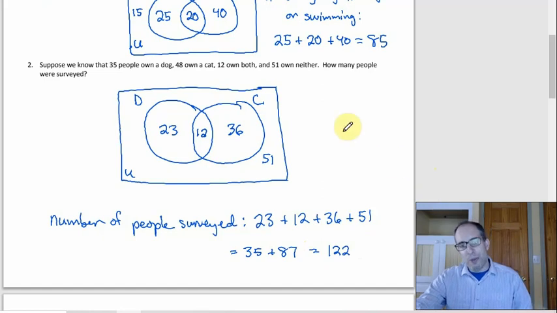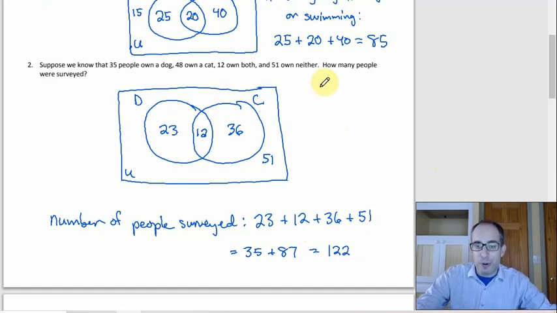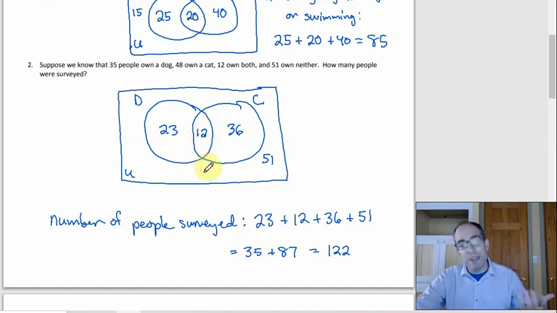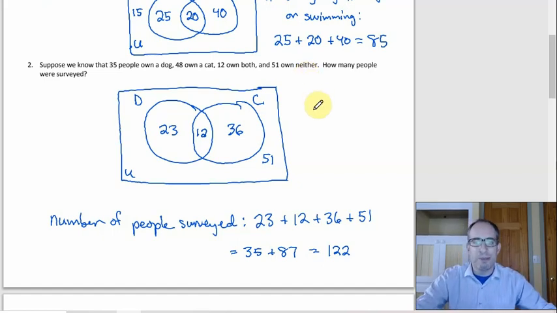All right, so that one, at least that time, we were given the number that goes inside the rectangle but outside the circles, right? Inside the universal set but outside any of the individual sets that are inside of it. And that helps, right? It's hard to forget when you're told 51 own neither, but that's not always there, right? So sometimes you do have to kind of piece it together.